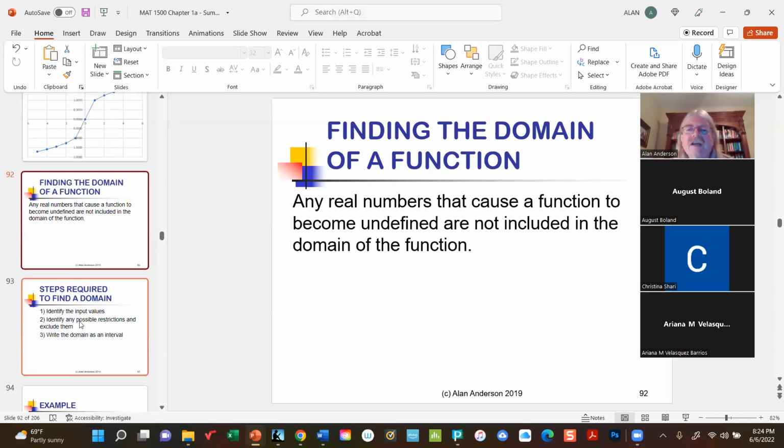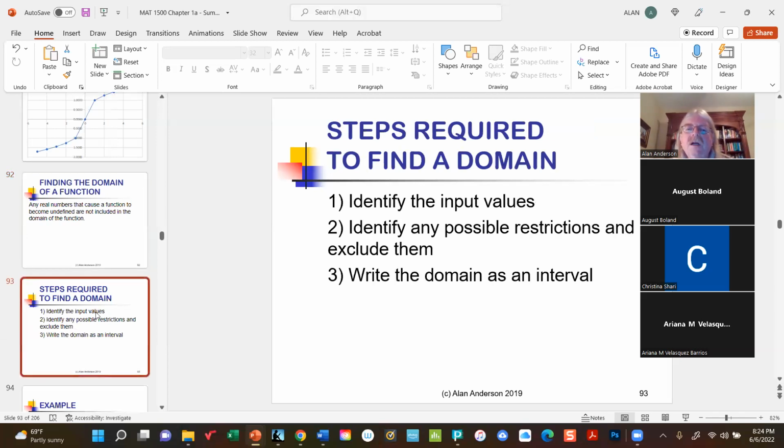So what do we actually have to do? First of all, we look at the input values, looking for any possible restrictions. Now, in this book, we're going to stick with the approach of writing out the domain as a range of values, or sorry, an interval of values.